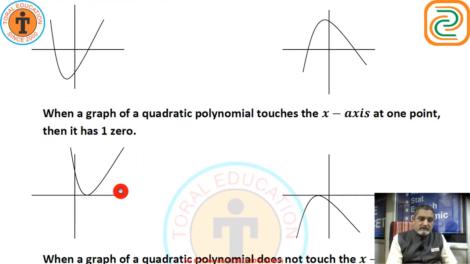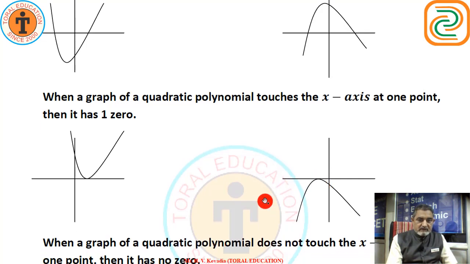That is, I have written here, this only touches the x-axis, then it has only one touching point, not intersecting. Here also this is a downward parabola, but it touches the x-axis in one point only, so it has 1 zero only.